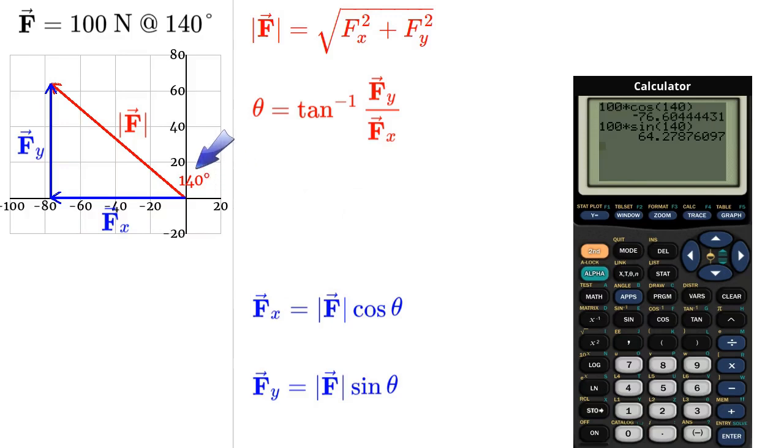Now you might have noticed that the angle that we're using for the calculations, 140 degrees, is actually outside the triangle. The angle that's inside the triangle is going to be 180 minus 140, or 40 degrees. So which angle should we use?